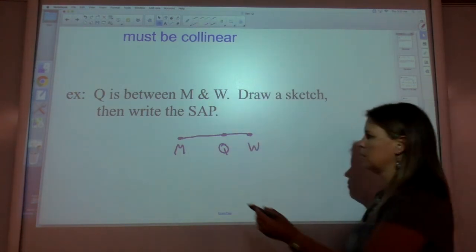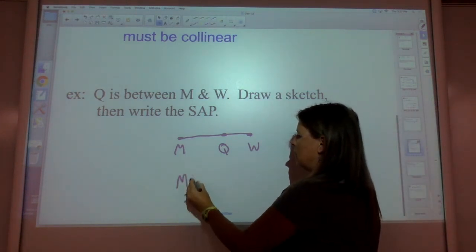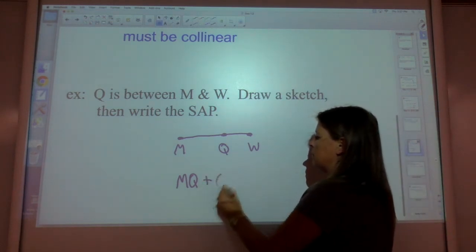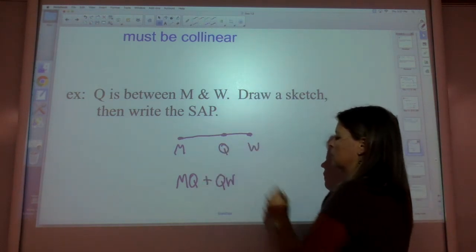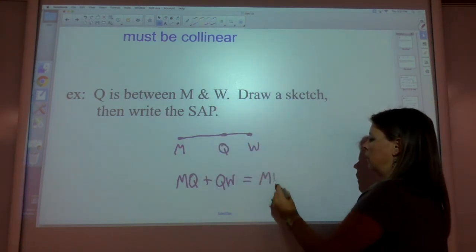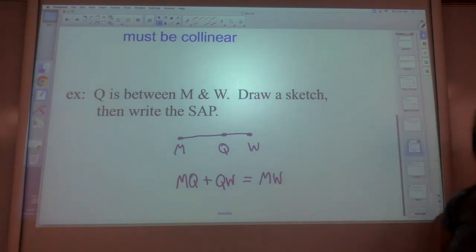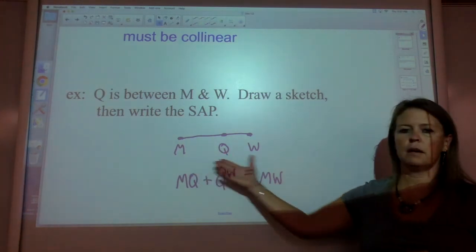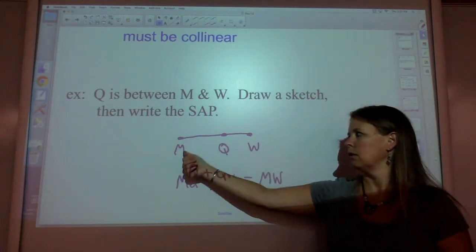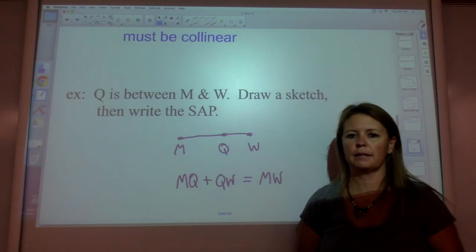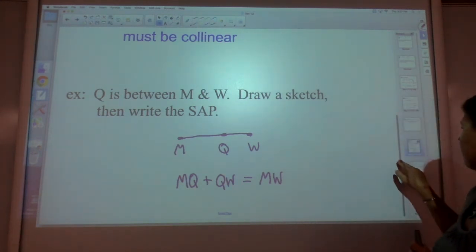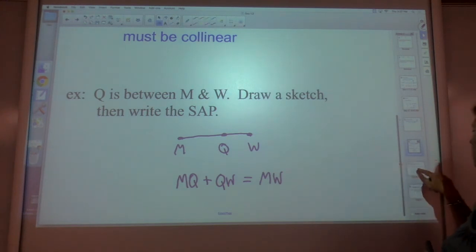Then write the segment addition postulate: the measure of segment MQ, we're measuring its segment, plus the measure of segment QW, when I put them together is going to equal MW altogether. Makes most sense to write it in that order. If you did it in reverse, WQ, QM, WM, it's not wrong, it's just weird that you would write it backwards. Pause it if you need to write all that out.